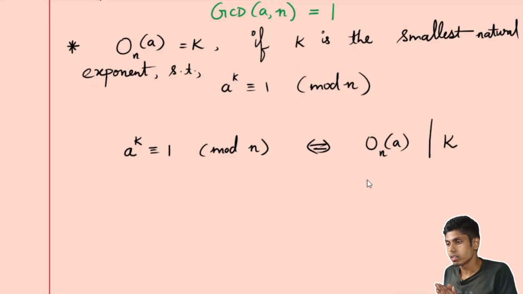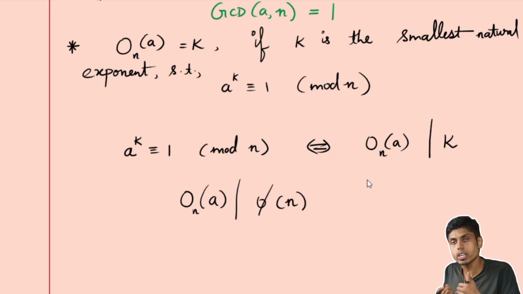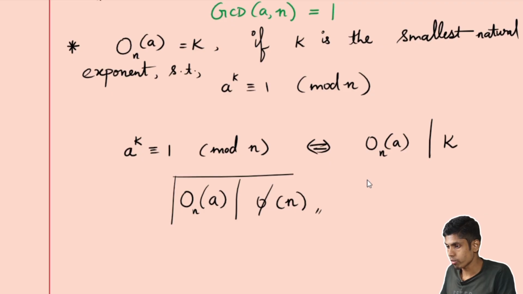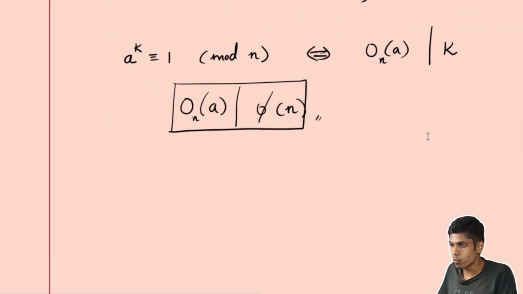And remember, the order of A modulo n shall divide any such power, which means it will also divide phi of n, as we know by Euler's theorem that A power phi of n is congruent to 1 mod n. And hence we conclude that the order of A mod n divides phi of n. This is quite an interesting way, because we narrow down the possibilities of order to divisors of phi of n.